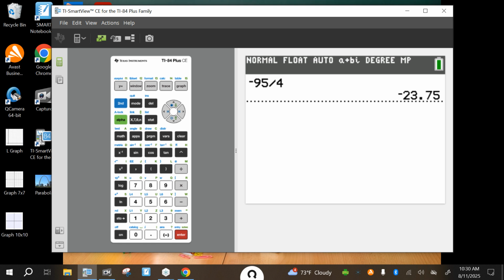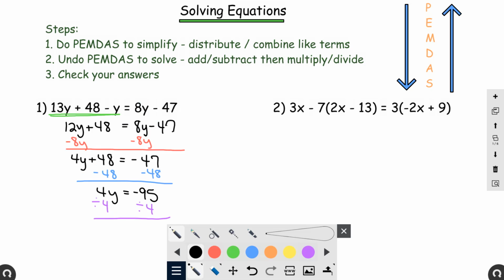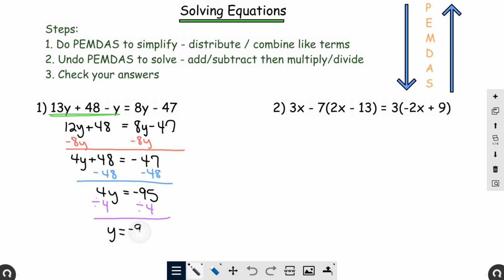Now, as long as that decimal ends, you can tell me that number. So if you say negative 23.75 as your answer, that is great. But you can also make it a reduced fraction. How do we make it a reduced fraction? Good. Math, enter. Perfect. So you could say negative 95 over 4. Now, either one to me is fine. I like either answer as long as that decimal ends.